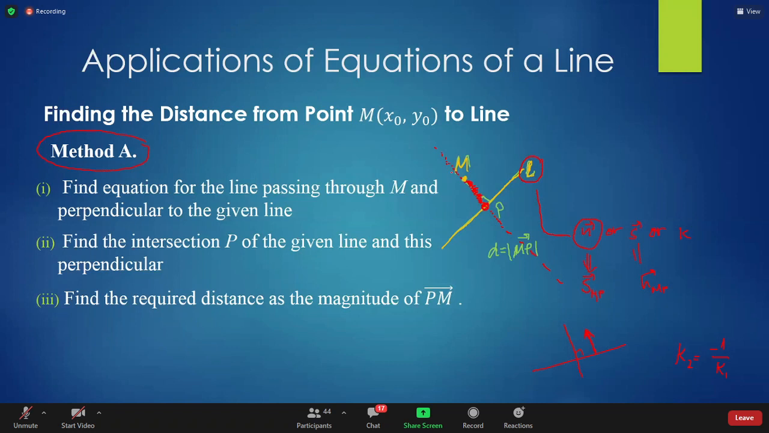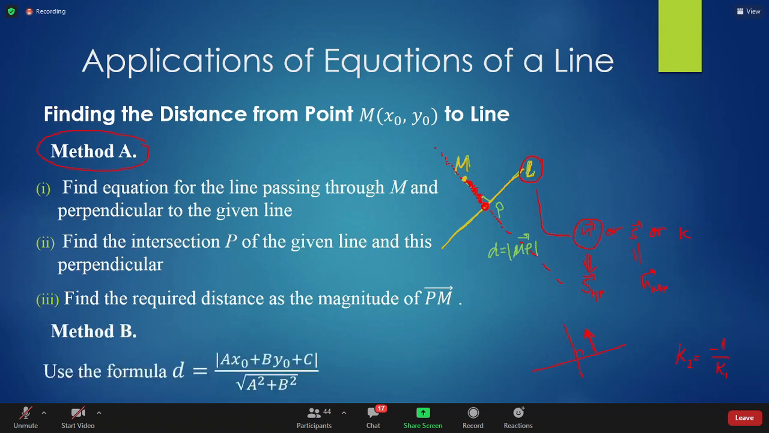There exists a formula, the method B. Simply a formula, as you can see: we take the normal equation of the line, we put in the coordinates of point M, and we divide by the magnitude of the normal vector. A squared plus b squared under the radical is the magnitude of the normal vector.